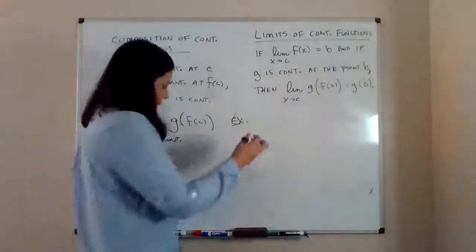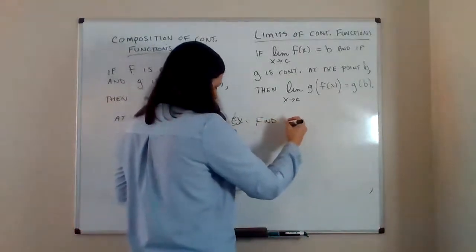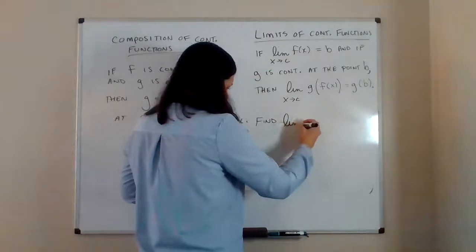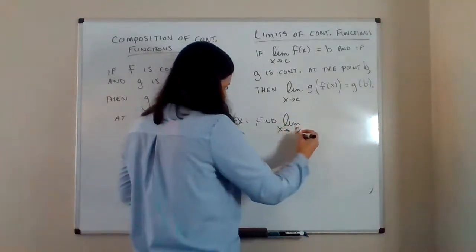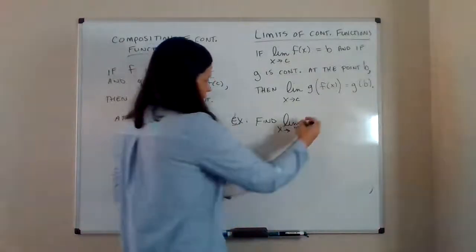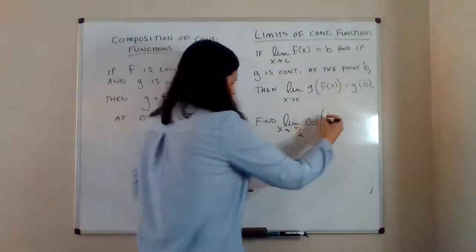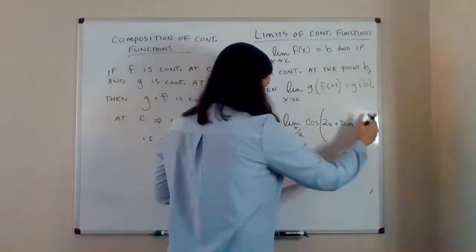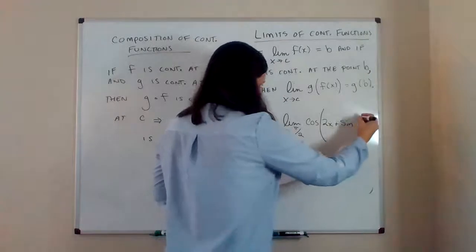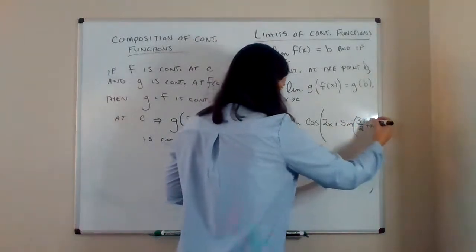All right, so here's this example. Let's find, if possible, the limit. So we're going to say the limit as x approaches pi over 2 of cosine of 2x plus sine of 3 pi over 2 plus x.